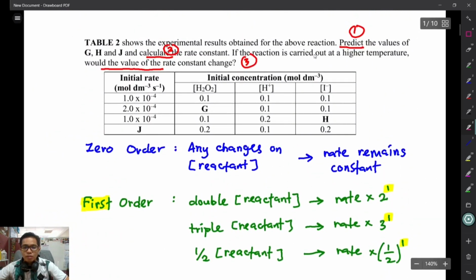And then number 3: if the reaction is carried out at a higher temperature, would the value of the rate constant change?